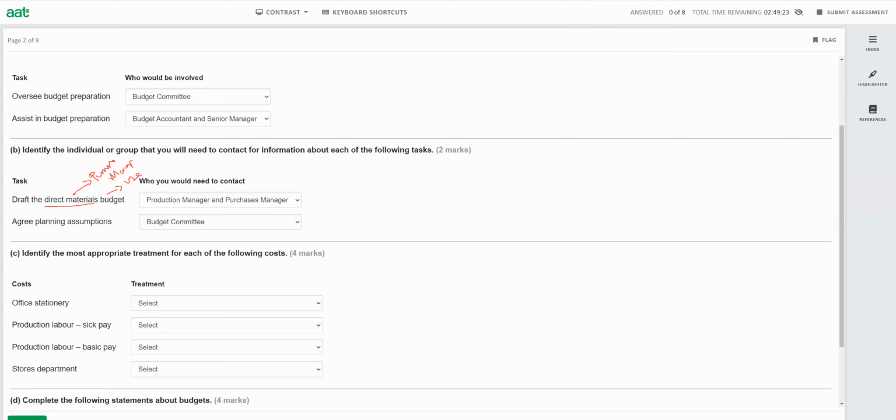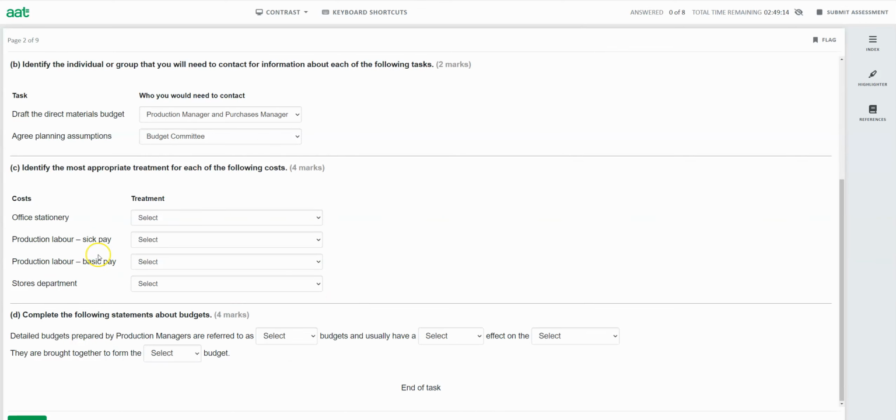All right, so here we go. This is our next one. We move to the next one. The next one we have here says: identify the most appropriate treatment for each of the following costs. So here we are looking at the categories of the cost.